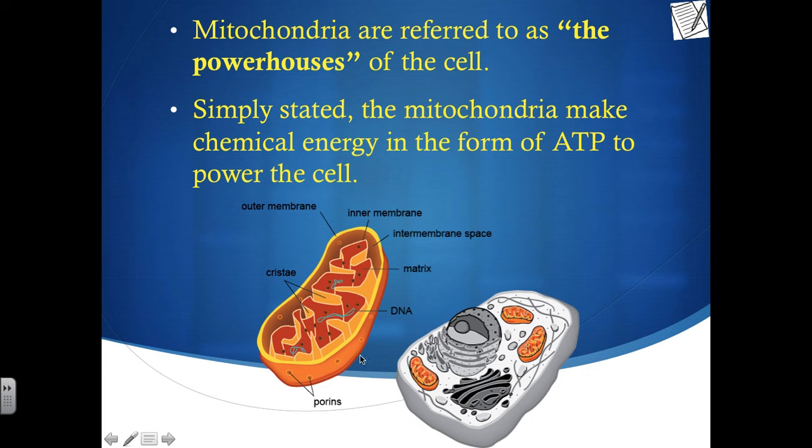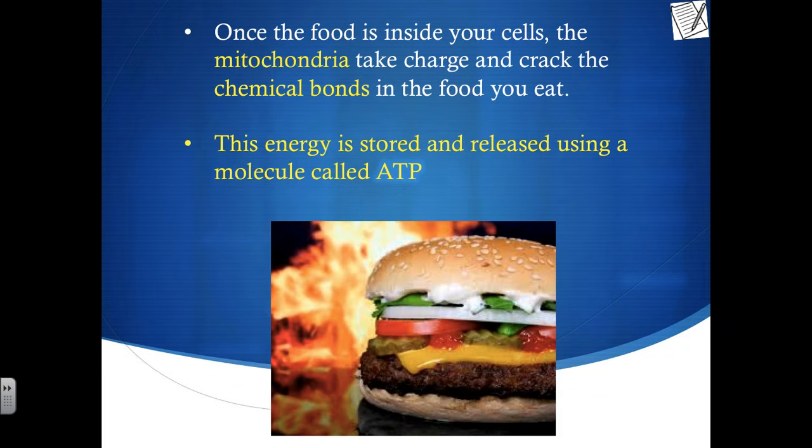Here's a picture of mitochondria, and here's a picture of our cells, and you can see that we have more than one mitochondria in our cell. Pause here if you need to. Third bullet point, so once the food is inside your cells, the mitochondria take charge and crack the chemical bonds in the food that you eat. And lastly, this energy is stored and released using a molecule, again called ATP. And here's a picture of a really good burger with a ton of disgusting mayo. Gross.